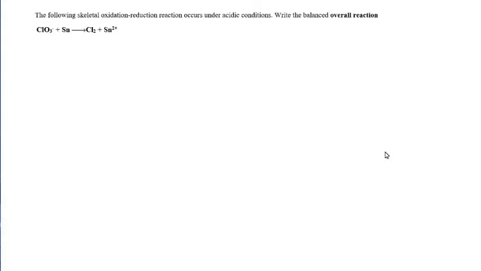For the next problem, we're going to look at chlorate going to chlorine. So again, we're going to look at the charges. So Ni went from 0 to +2. So that means Ni got oxidized because the number got increased. It didn't get reduced. Since the number didn't get reduced, it got oxidized. So Ni got oxidized.